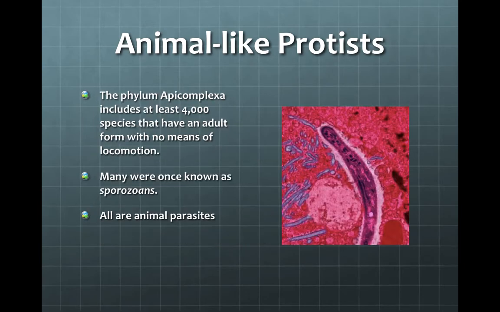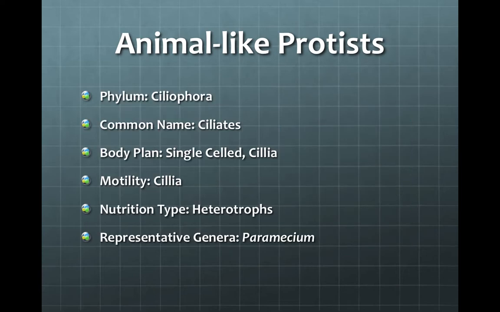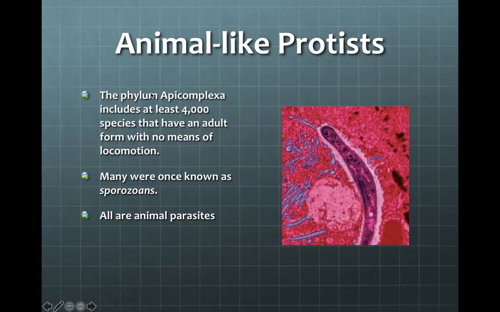So the phylum, and all the ones before that, until we came to another slide that just looked like this, that was the breakdown for that. Okay. All right. So phylum Apicomplexa includes at least 4,000 species that have an adult form with no means of locomotion. So basically, they don't have any motility. Many were once known as sporozoans, and all are animal parasites. So they're all parasites in animals.